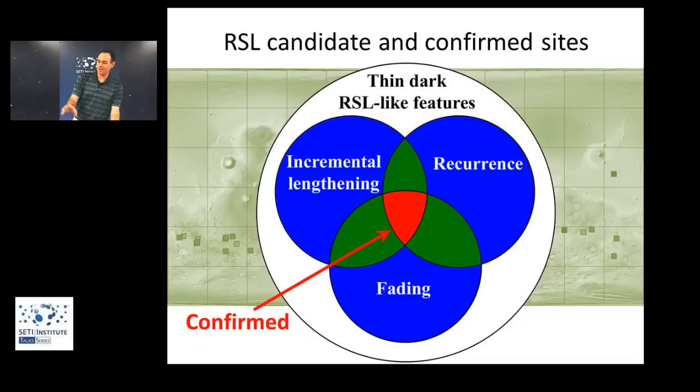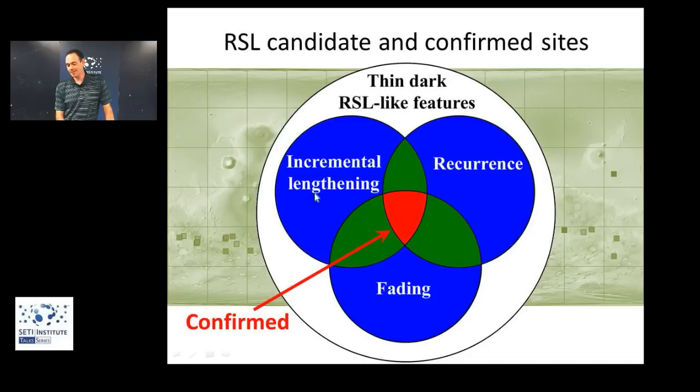But first, this is my legend here. This is a Venn diagram. Each one of these circles represents one of the three characteristics of an RSL. If it only has one, it's going to be shown in blue. If it's got two of these, it's going to be shown in green. If it's got all three of them, it's a confirmed site, it's red. You should definitely believe this is an RSL site. All these other ones could go away.